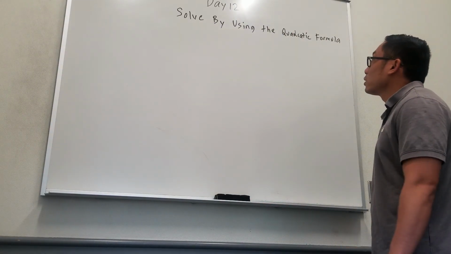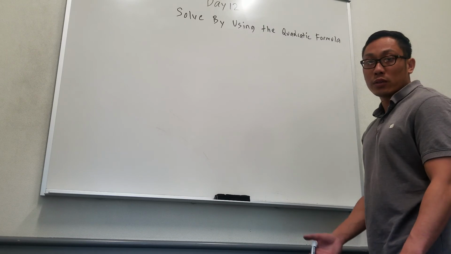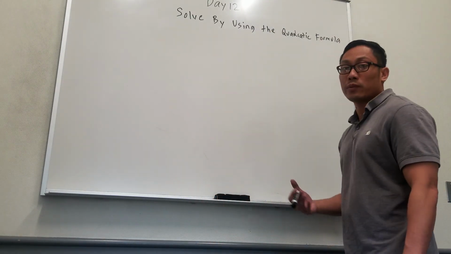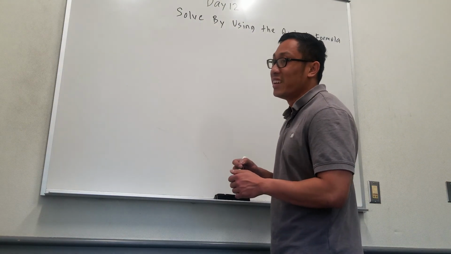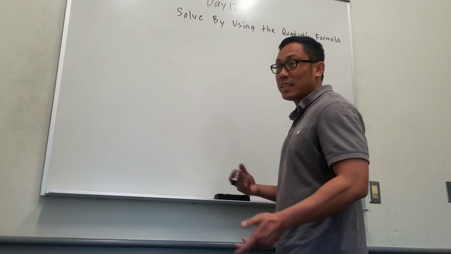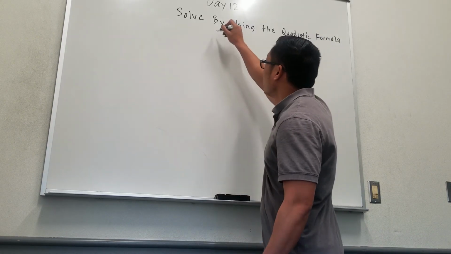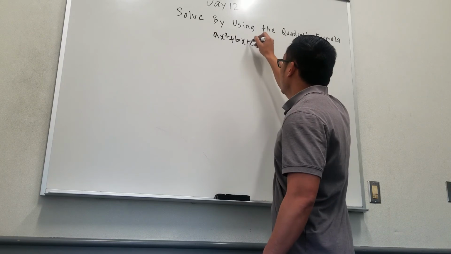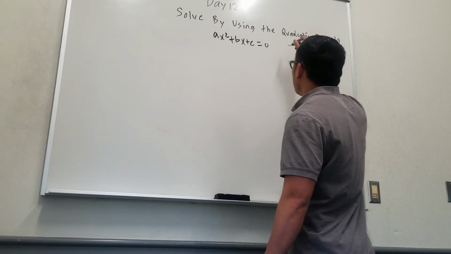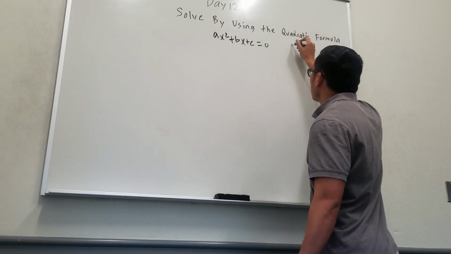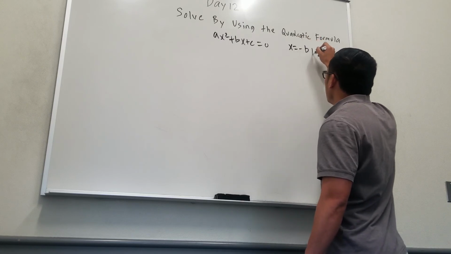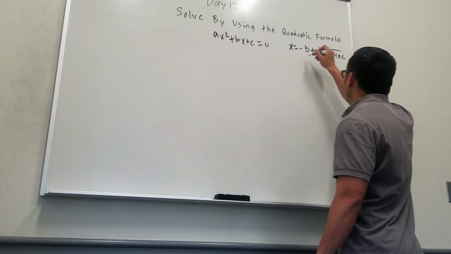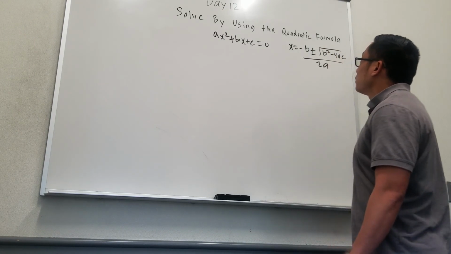So how do I do this? First of all, we got to know what the quadratic formula is. In day 11 I proved where it came from. It actually came from completing the square. So ax squared plus bx plus c is equal to 0. By completing the square, you're going to get this quadratic formula: x is equal to negative b plus or minus the square root of b squared minus 4ac, all over 2a, right?